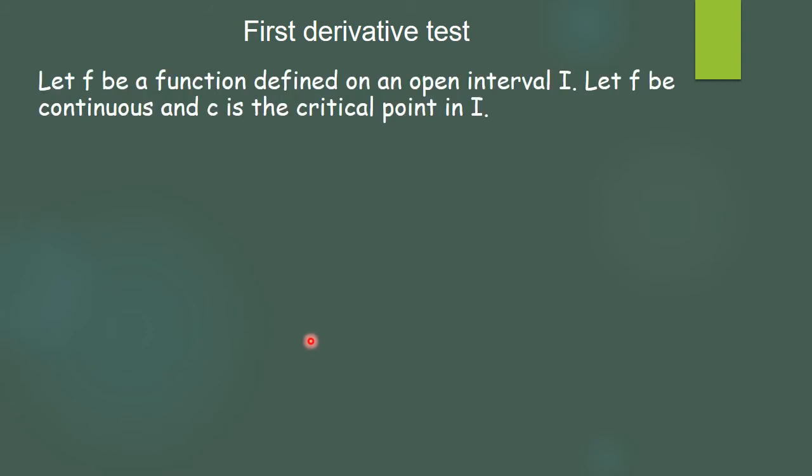And this is all about the first order derivative test. It is defined as: let f be a function defined in the open interval I, and let f be continuous. That is required; the function should be continuous. Naturally it should be differentiable, then only we'll get a critical point. C is a critical point, because what is a critical point? f dash of C should be 0. So the function should be defined in a certain open interval, continuous and differentiable, and C is a critical point in I.